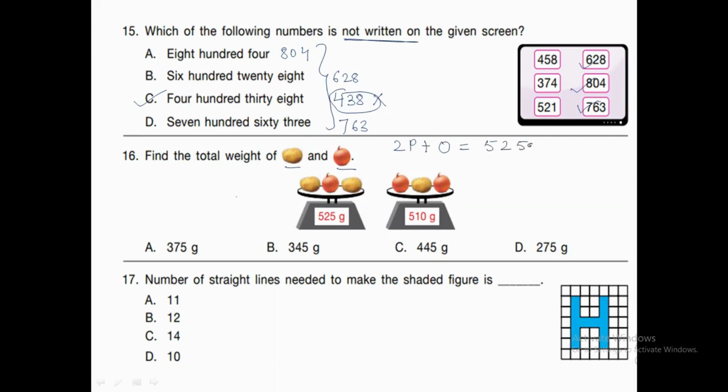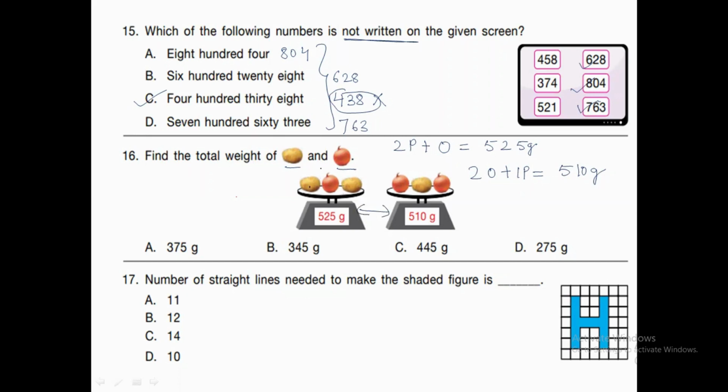525 gram together. And in the second figure, two onions plus one potato together weigh 510 gram. Now in the question, they are asking for the total weight of one potato and one onion. So for this, what do we need to do? If we add both the things, what are we getting?